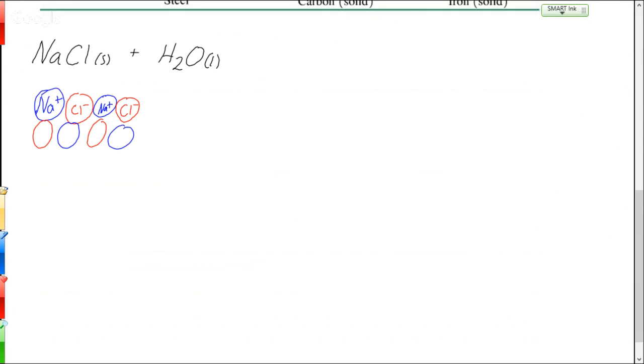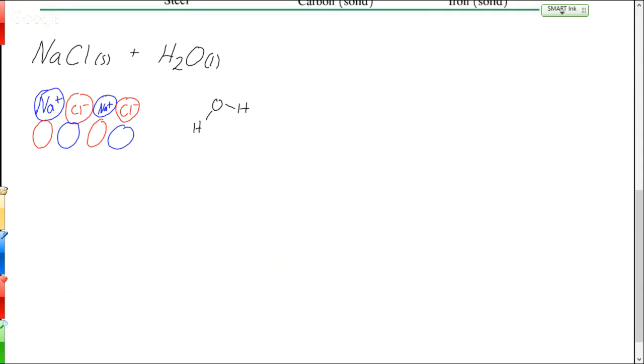All right, what does water look like on the molecular level? How is it different from this? Yeah, so an individual molecule of water is going to look kind of like this. And then what's going on around it? More of the same thing. Right, more of the same thing.